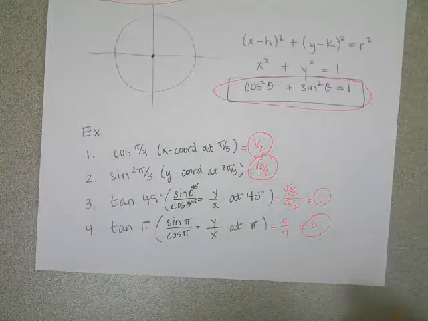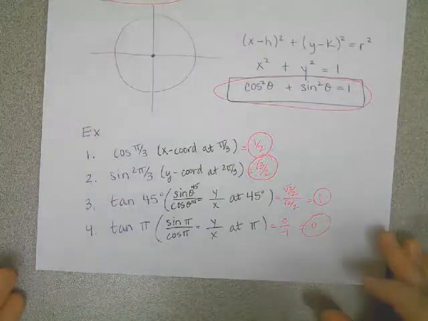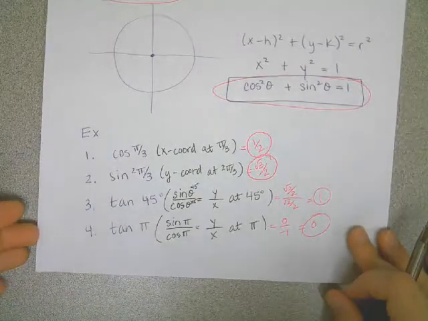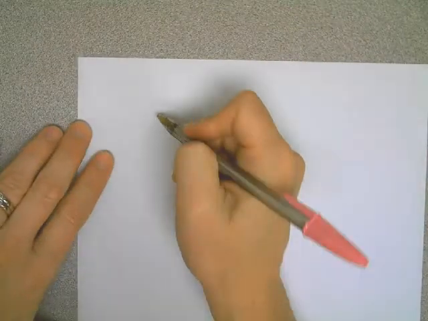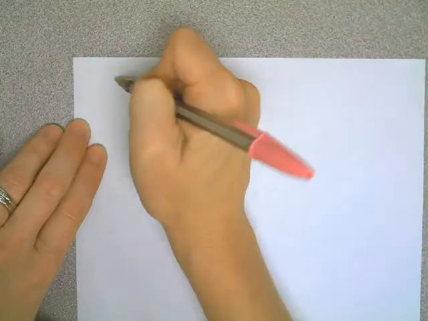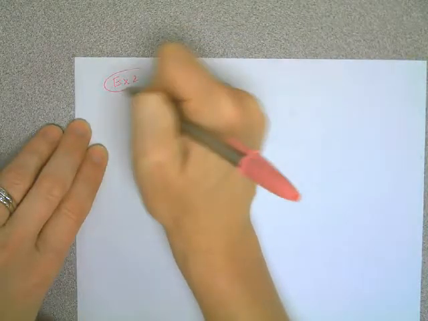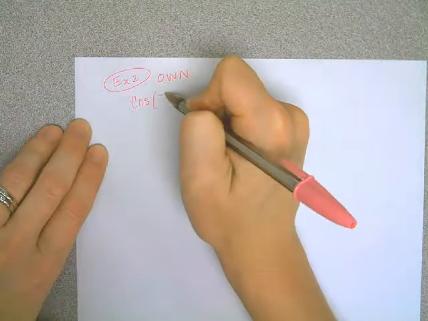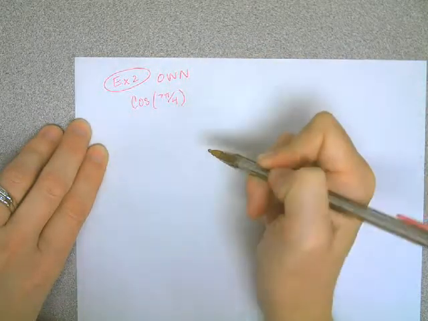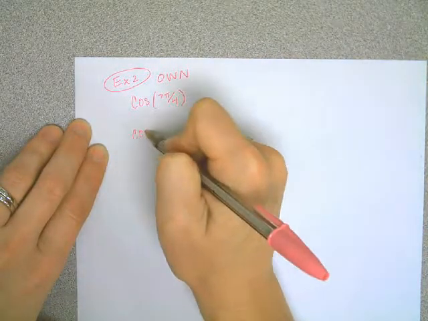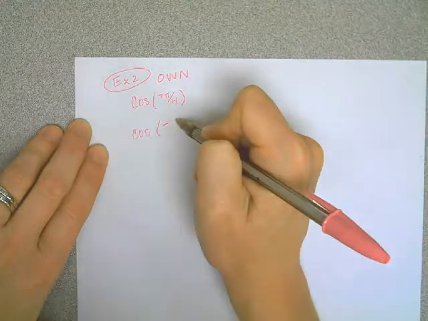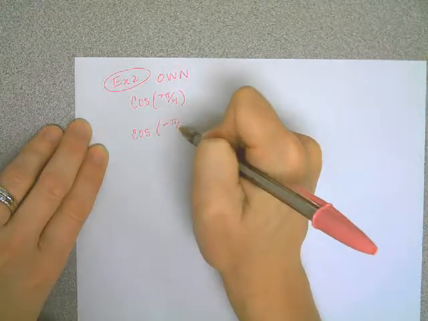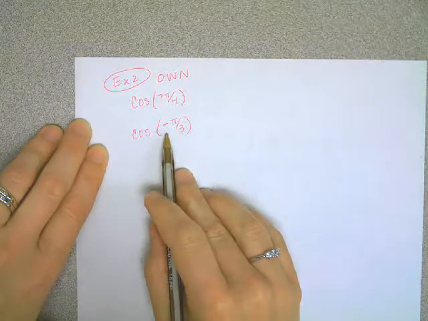I'm going to give you some to try. So once you write these down, pause the video, try them, and then check your answers. I'd like for you to try cosine of 7 pi over 4, cosine of negative pi over 3. Remember, negative just means direction.